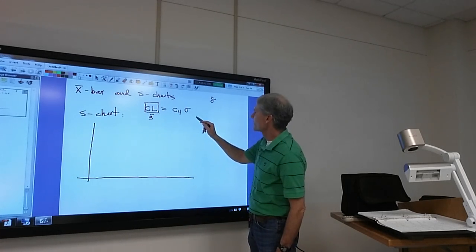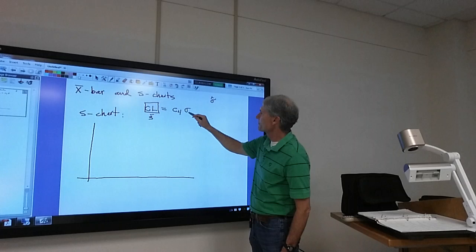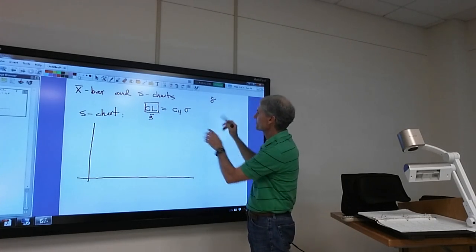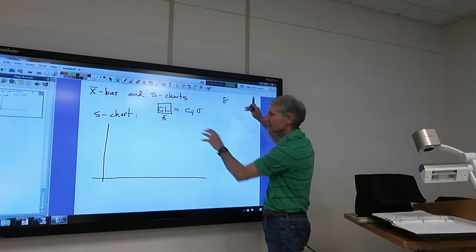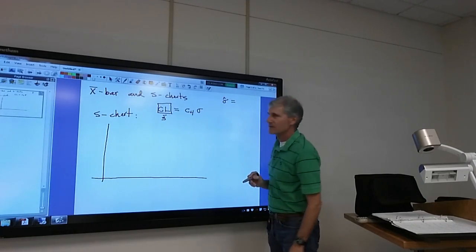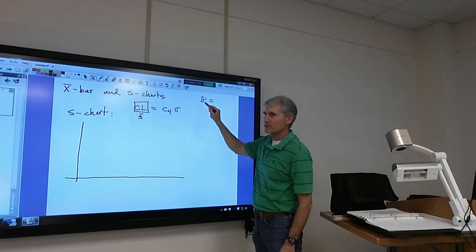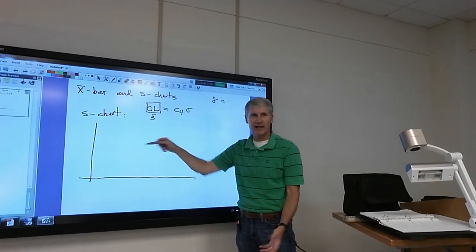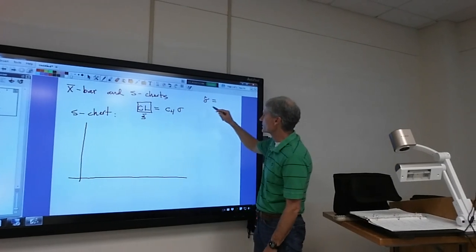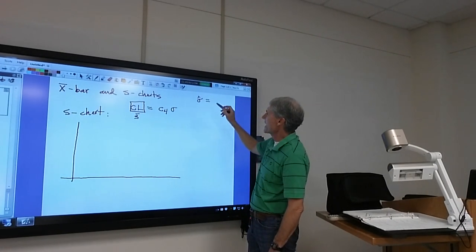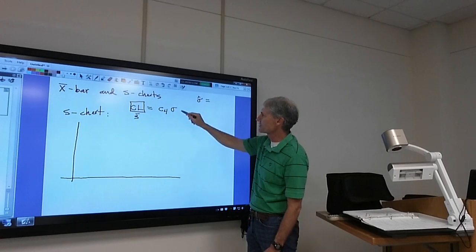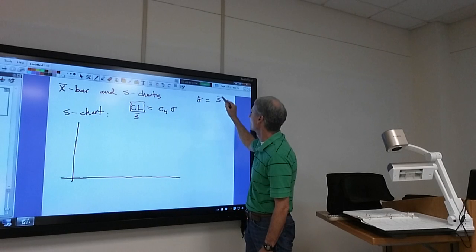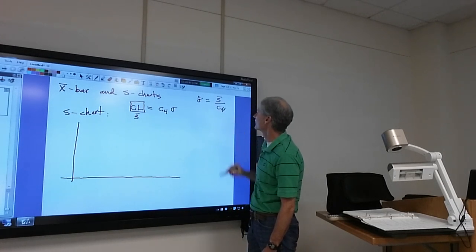So if I put in sigma hat here, I'm trying to show how these two relate. To get our estimate of sigma, which I really don't need for the center line, I just take S bar and I've got it. But we're going to use sigma hat later. So sigma hat isn't C4 times S. What is it? S bar over C4. Right. S bar over C4.